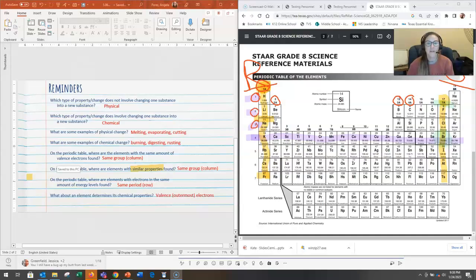Okay, so for example, let's do another real quick one. I know that this element, let's say this one here, is going to have 3 energy levels, and on that outermost energy level, it'll have 5 valence electrons.